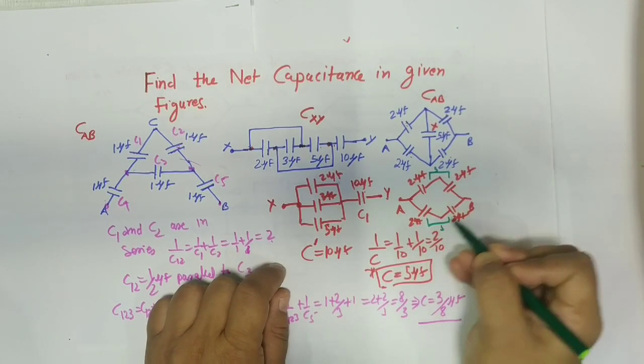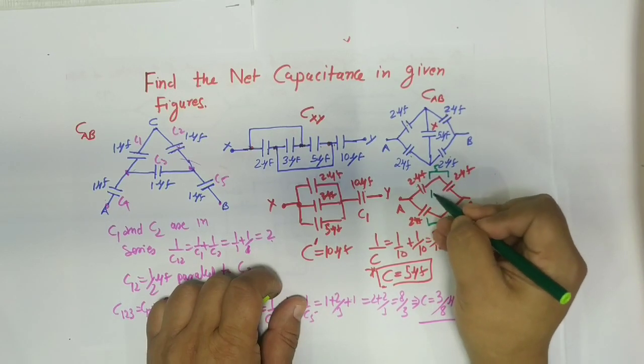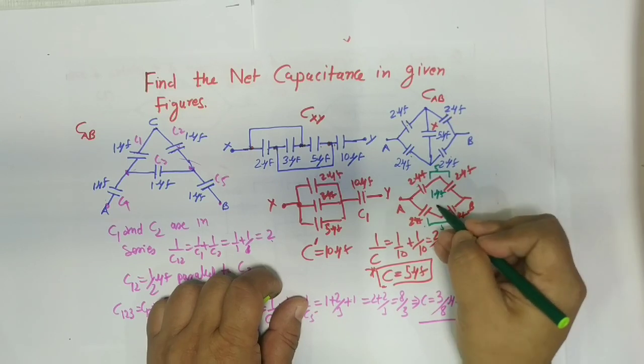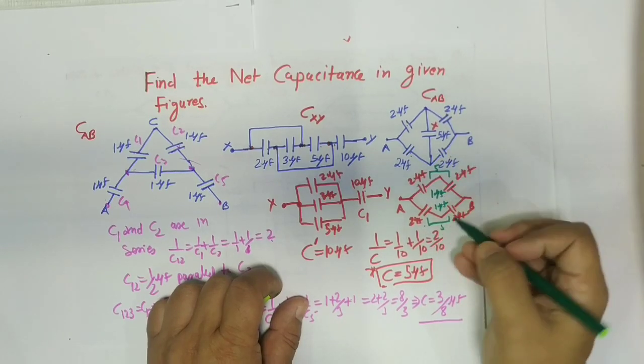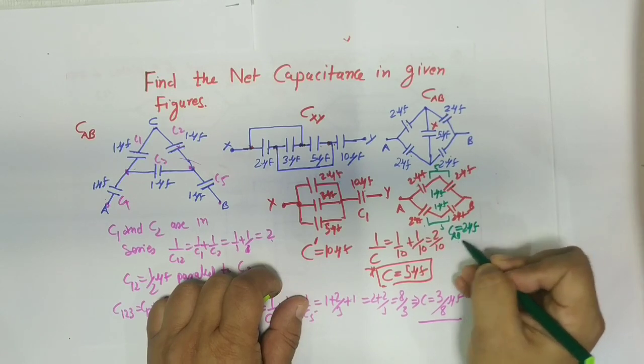These two are in series and then they are in parallel. So 2 and 2 in series will make them what? 1 microfarad. And then they are in parallel. So ultimately it will be 2 microfarad.